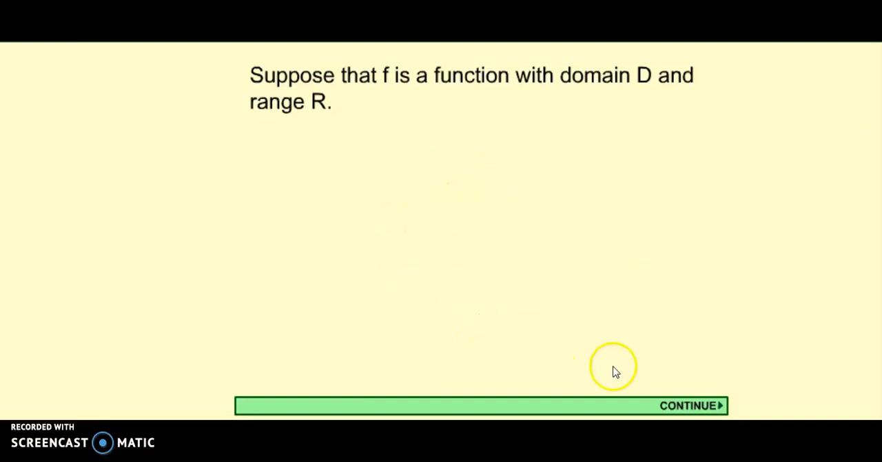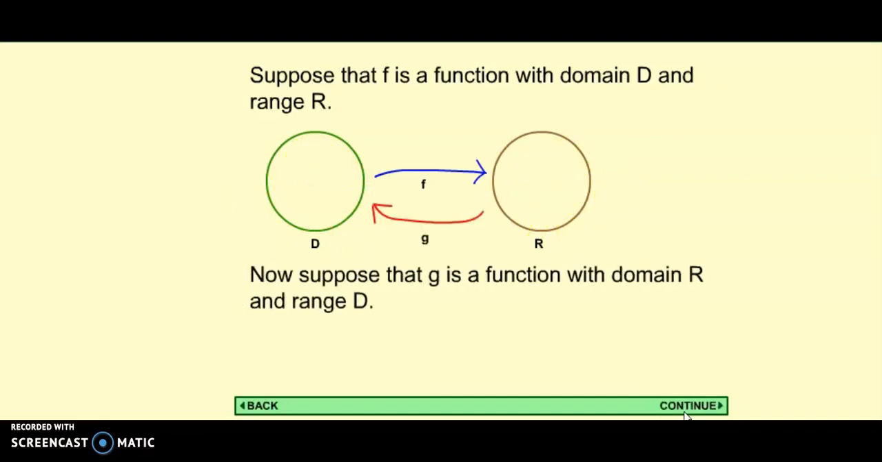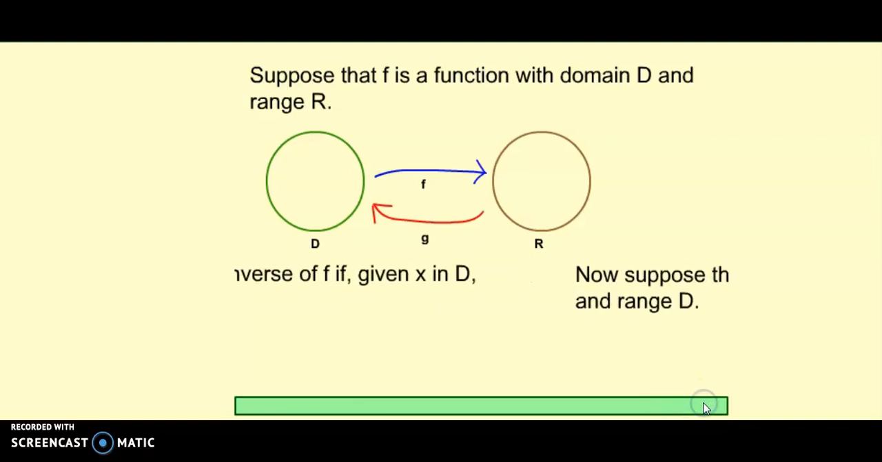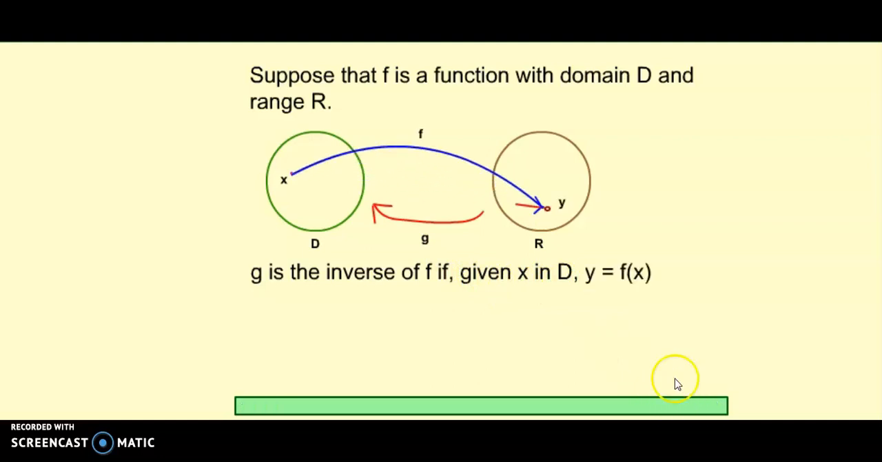Now let's see how the inverse function works. Suppose that f is a function with domain D and range R. Now suppose that g is another function with domain R and range D. g is the inverse of f if, given x in D, y equals f of x if and only if x is equal to g of y.